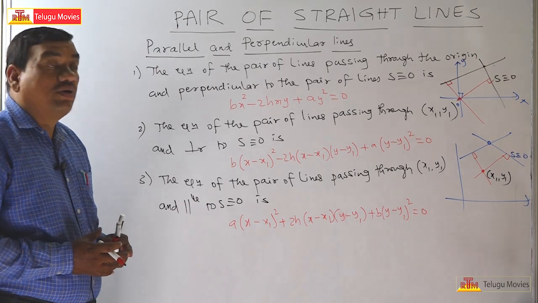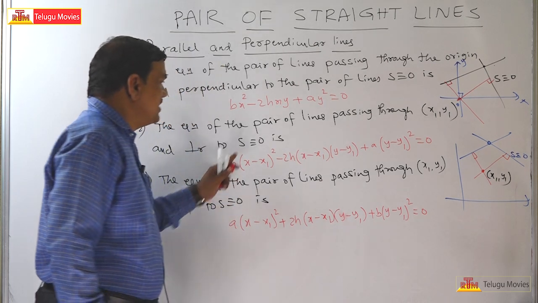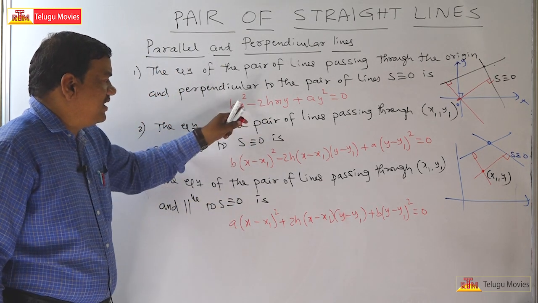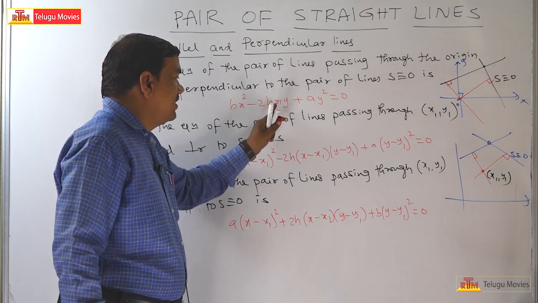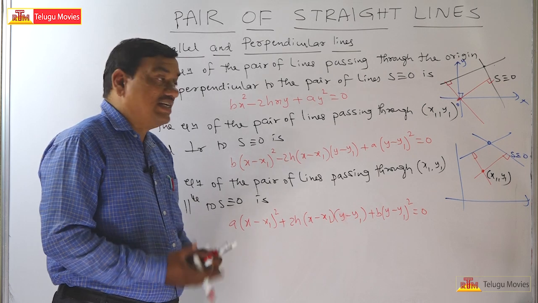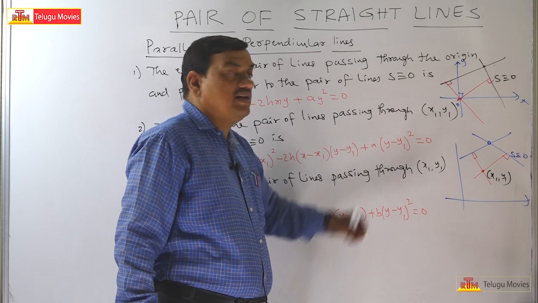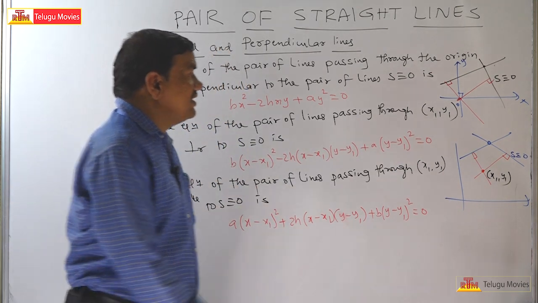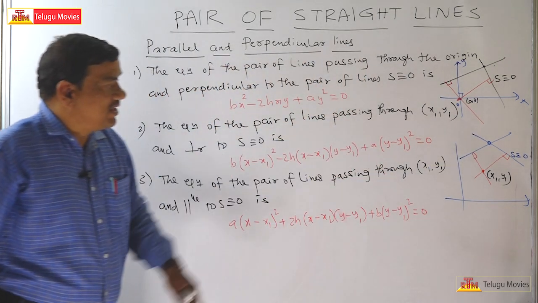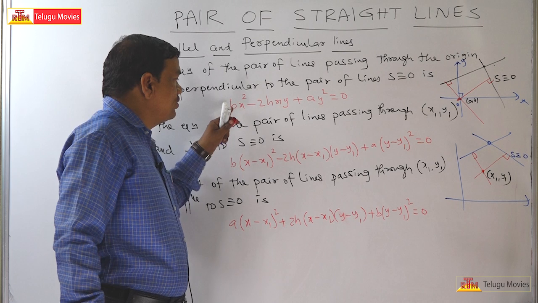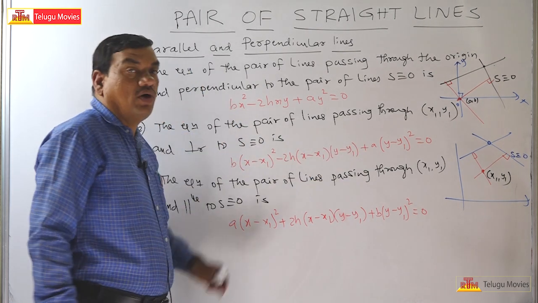Now, if you want to find the equation of these red lines, the formula is almost the same, bx square minus 2hxy plus ay square is equal to 0, but in place of x, x minus x1 will come, and in place of y, y minus y1 will come. That means if in place of x1, y1 you substitute 0 comma 0, you will get the earlier equation.